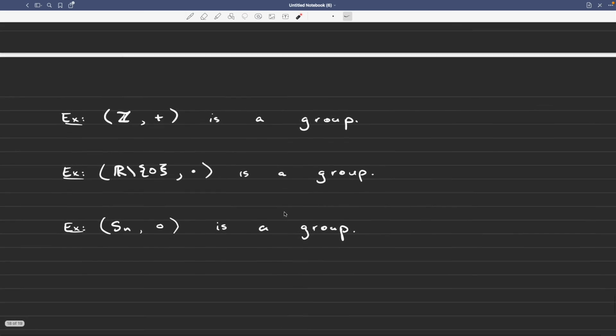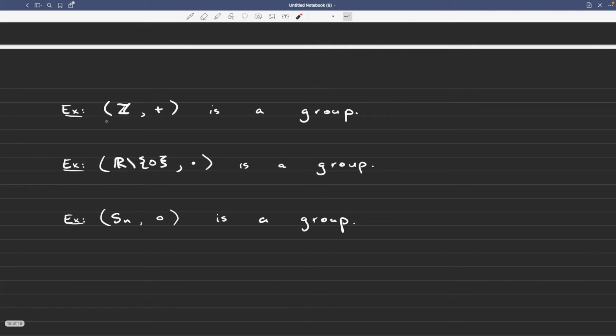So here are a few common examples. The integers with addition is a group. If you think about it, we know that addition is a binary operation on the integers. Check. We know that addition is associative. Check. We know that there's an additive identity, 0. Check. And we know that every element of the integers has an additive inverse. If little a is an element of the integers, its additive inverse is negative a. So there's a group.